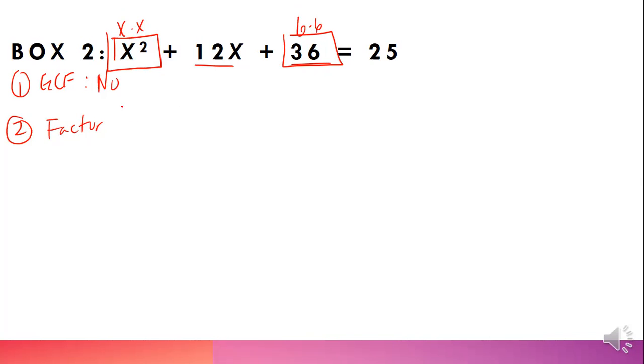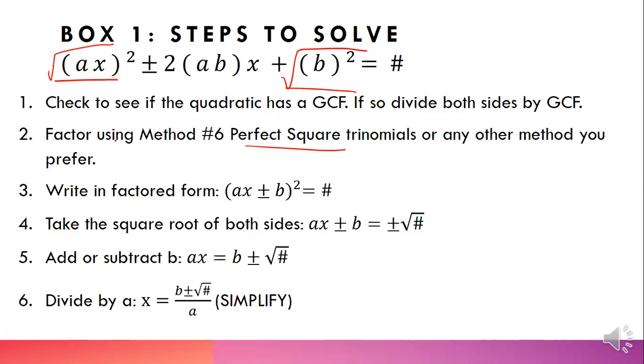So therefore, my perfect square trinomial here is x plus 6 squared is what this factors out to be. That's because 6 squared is 36 and 6 plus 6 is 12. Agreed? Okay. Equals 25. That's all step 3 is telling you to do, is to set it equal to 25.